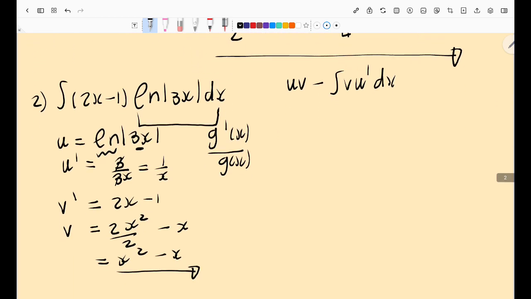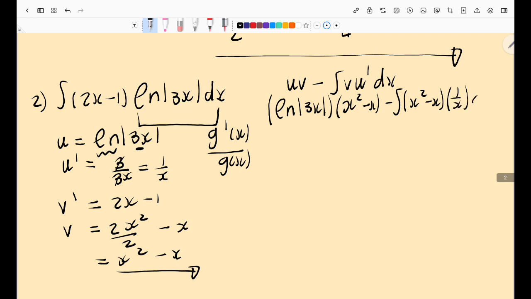And now you substitute, right? So you have u, which is ln 3x. And then you have your v, which is x squared minus x. And then you have minus the integral sign v. My v is x squared minus x. My u1 is 1 over x. This is times dx. All right, so you rewrite this function as it is, minus, there's an integral sign, so I need to integrate, right?